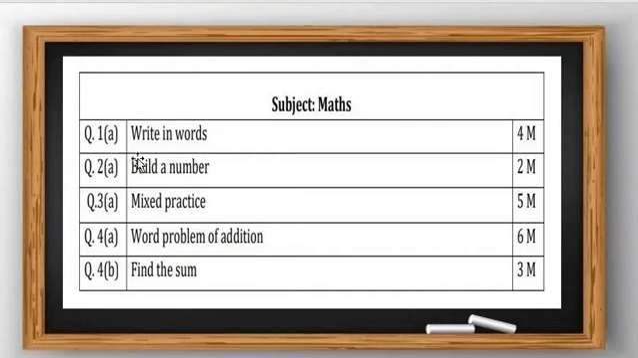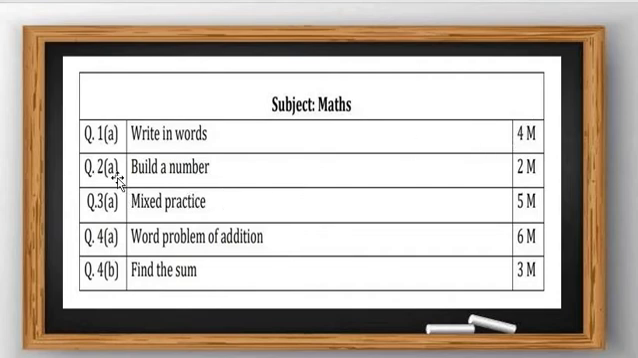Question number 1A: write in words. The first question is to write in words. The question is like this: we give a figure or digit in the question, and students, you have to write it in words. For example, 100: you should write the spelling of 100 there, in words. Hundred. Understood? As in that, it is 4 marks. How many marks? 4 marks.